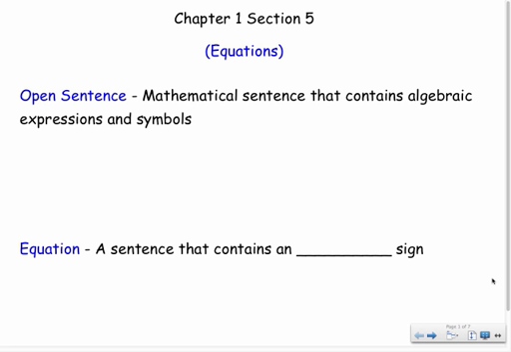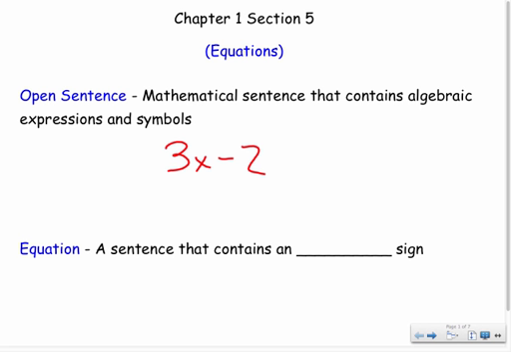So a couple definitions. Open sentence. Well, in math, an open sentence is basically just anything that contains a variable or expression with variables. So an example of an open sentence, 3x minus 2, right? Because I can't evaluate that. There's no value for x yet. So it's open. That's why I say it's an open sentence.